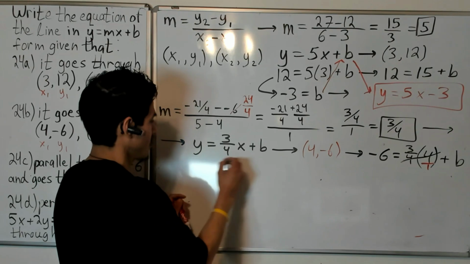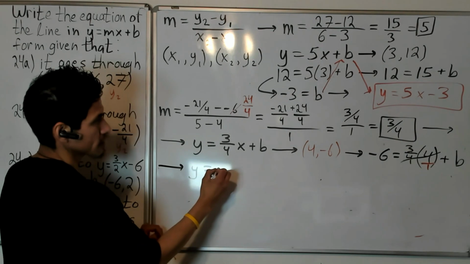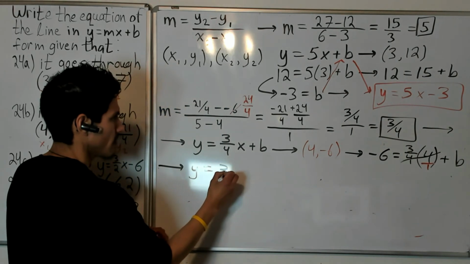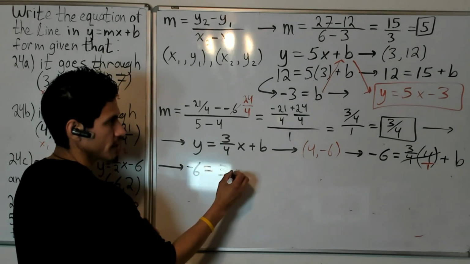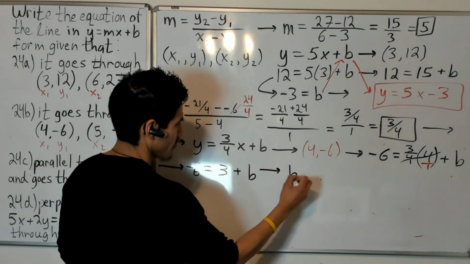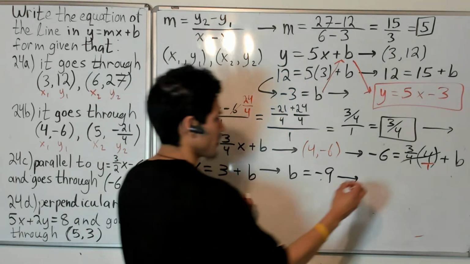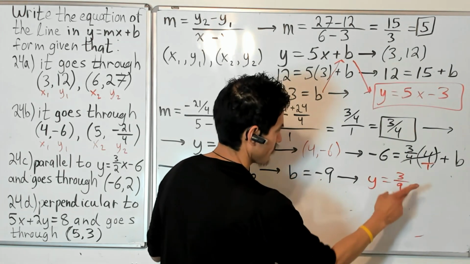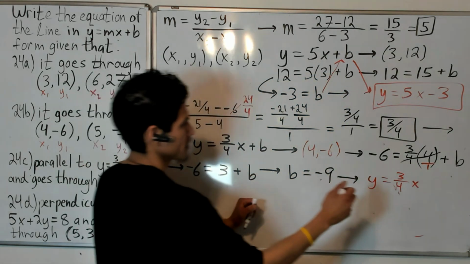And I would get -6 equals +3 plus b. Take away that 3 from both sides, I get that b is -9. And my final answer would be that y equals 3/4 x, 3/4 x minus 9.